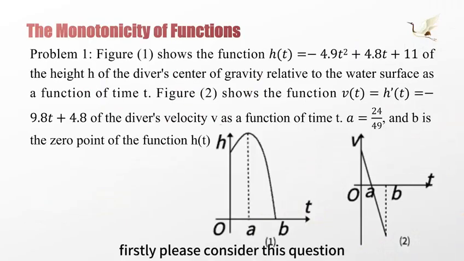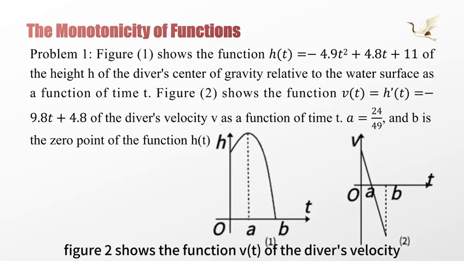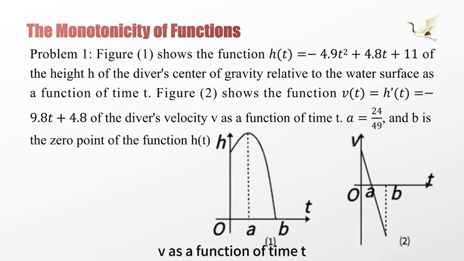Firstly, please consider this question. Figure 1 shows the function h(t) of the height of a diver's center of gravity relative to the water surface, h as a function of time t, which is -4.9t² + 4.8t + 11. Figure 2 shows the function v(t) of the diver's velocity v as a function of time t. This is the derivative of h(t). The image is v(t) = -9.8t + 4.8.